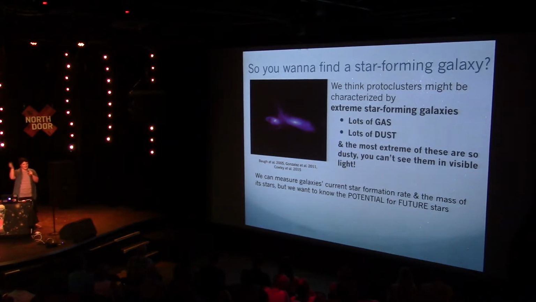So in visible light, there's a bunch of stuff that you're just not going to be able to see. But the dust is super, super bright. So you go to longer wavelengths, now you can see the dust.